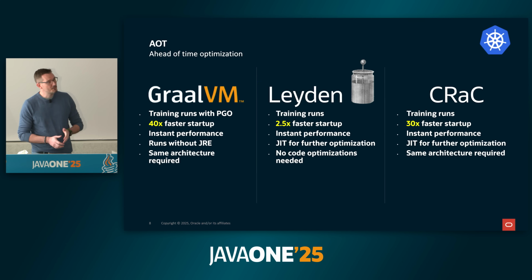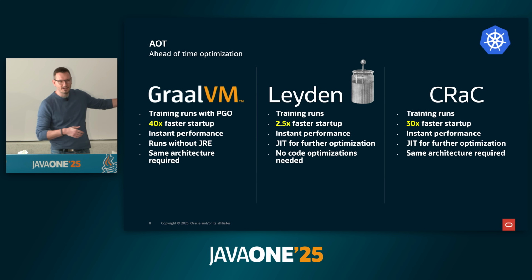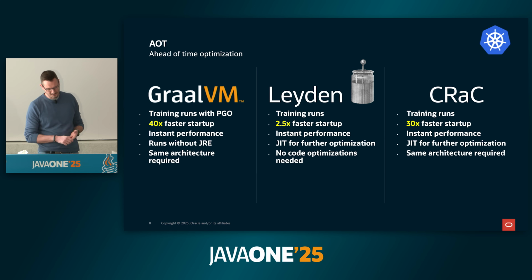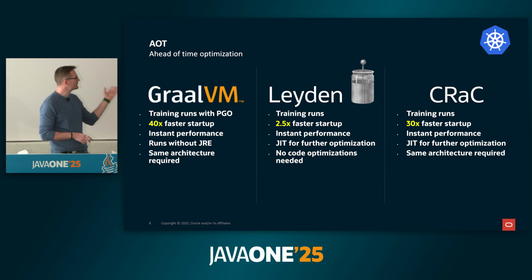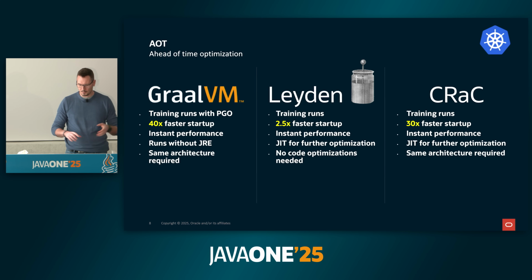Helidon also supports the IoT optimization. We support all three of those main guys out there, right? So, we have extensive support for the native image, of course. So you can get up to 40 times faster startup. That's what I measured.